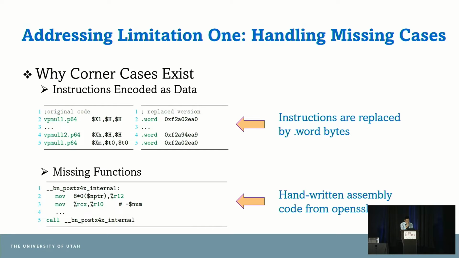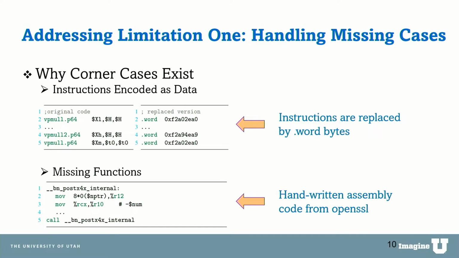So the second example is a handwritten assembly code from OpenSSL. So such handwritten assembly functions may not always be properly labeled. So in both of these cases, the compiler is not involved in the process of generating this assembly code. So as a result, Oracle is not able to handle both of them because intercepting the compiling process doesn't help in both cases.